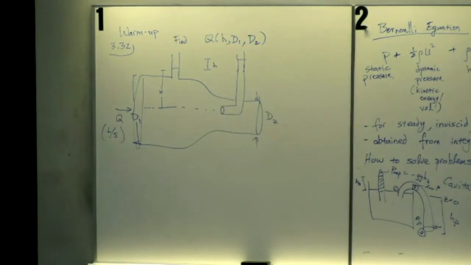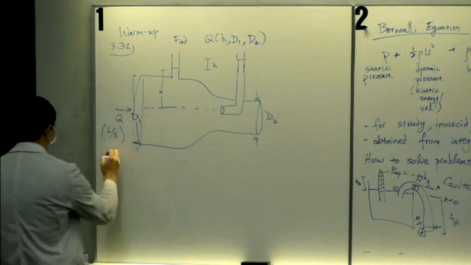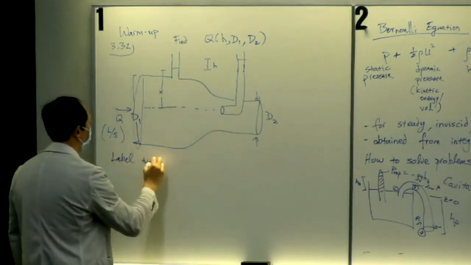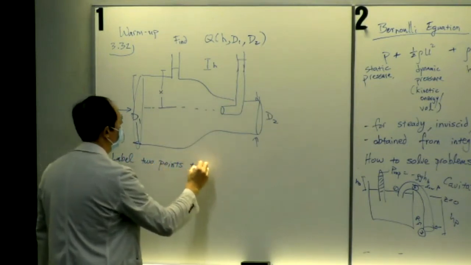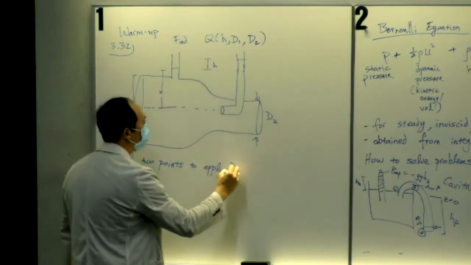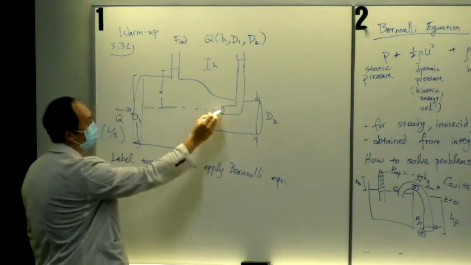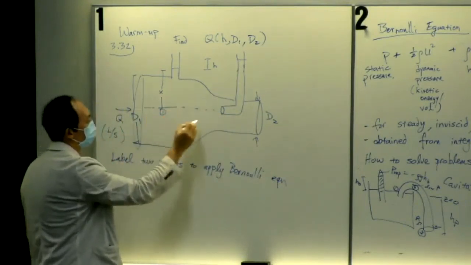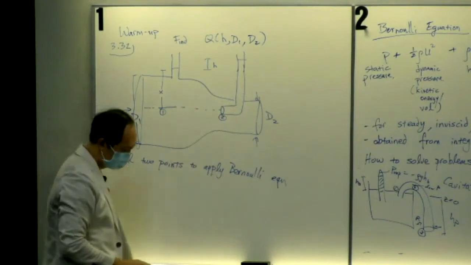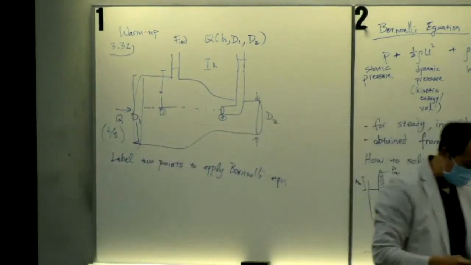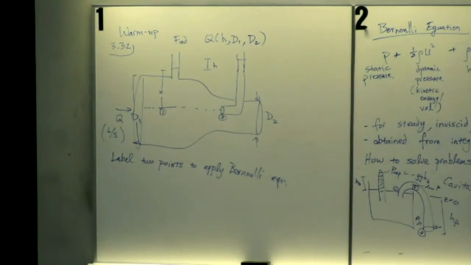So I'd first start by labeling 2 points in the fluid. They should be along a streamline. Only a streamline that intersects with this point is going to be over here. So you're going to do that and that, and then write Bernoulli's equation between there. And then you're going to have to use one more equation to figure out what the pressures are.